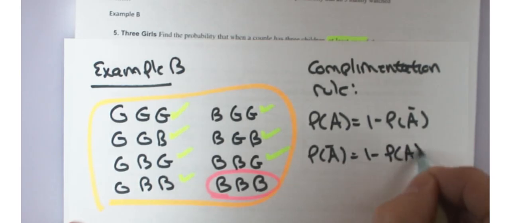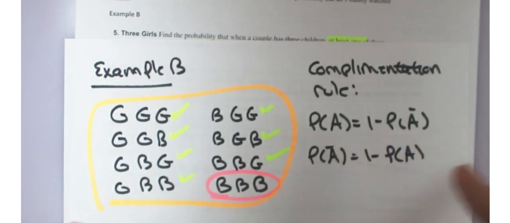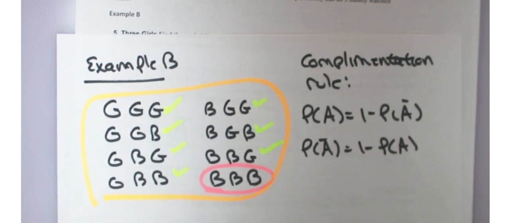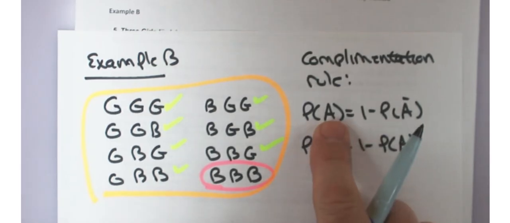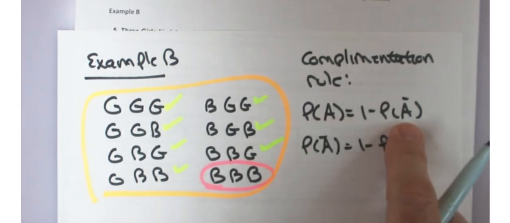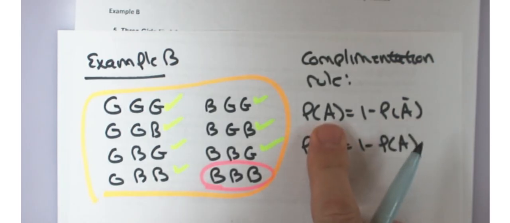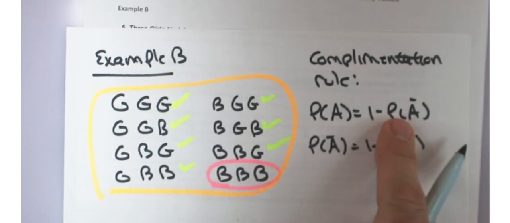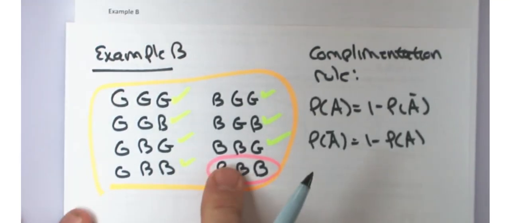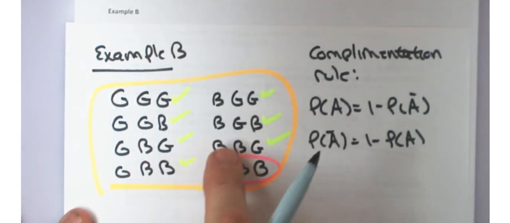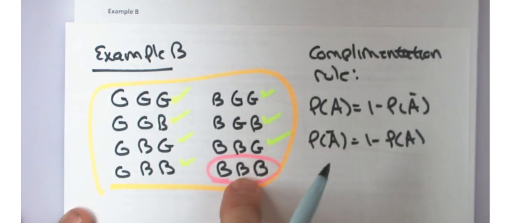What's A bar? Does anyone remember what A bar is? It's just not A. If A is rolling a 6, then not A is rolling anything but a 6. If A is tossing a heads, then not A is tossing a tails. So it's just the opposite. It's just everything but the event itself. So our goal here is we're trying to find the probability of at least one girl, but how would you characterize this?